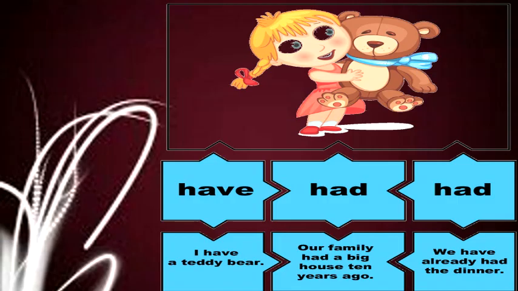We have already had the dinner. Here, the word had is the main verb and it is the third form of the verb, alright, which is the past participle form. Children, this is present perfect tense. We have already had the dinner. Please be clear. Here, the word have is the helping verb. The main verb is had, okay, which is the third form. Let us see what we have next.